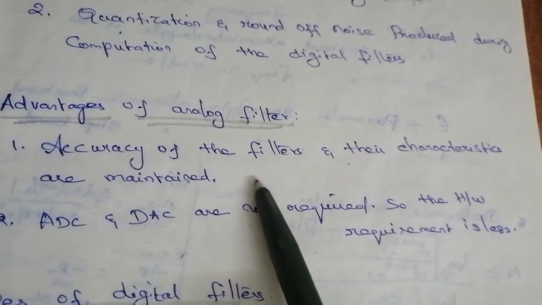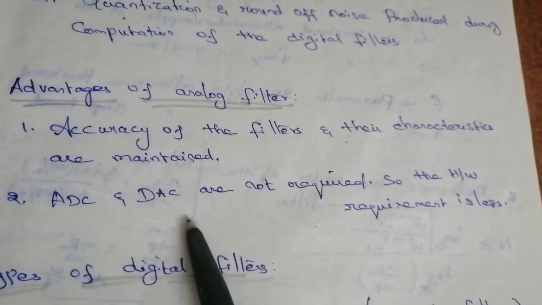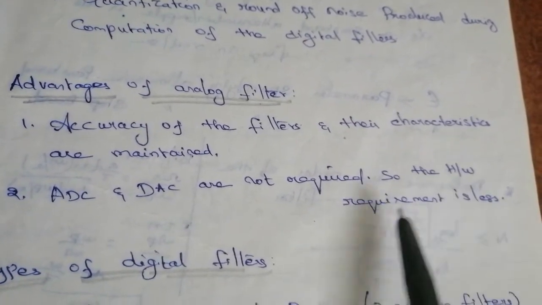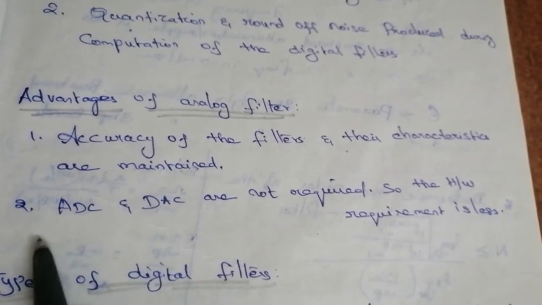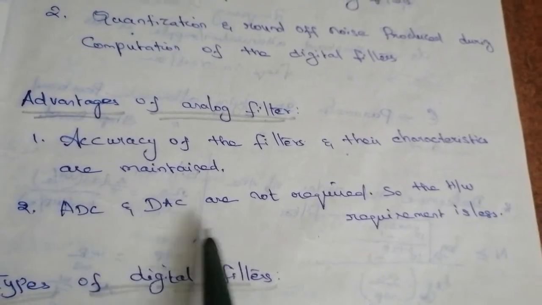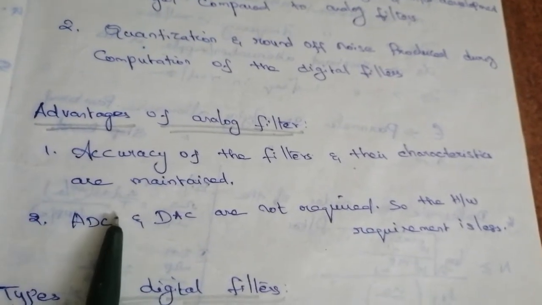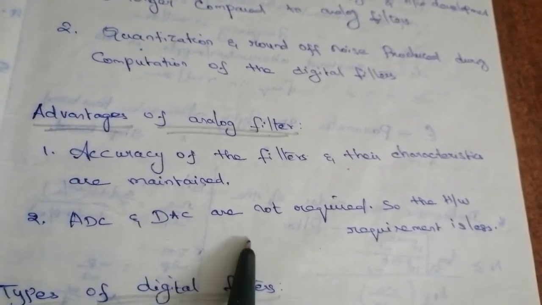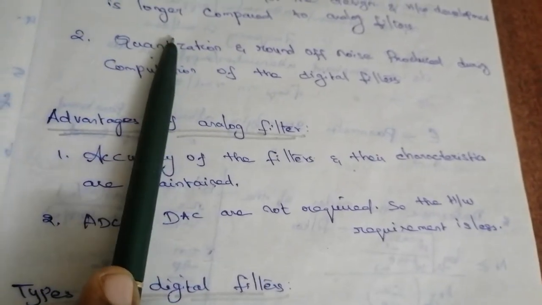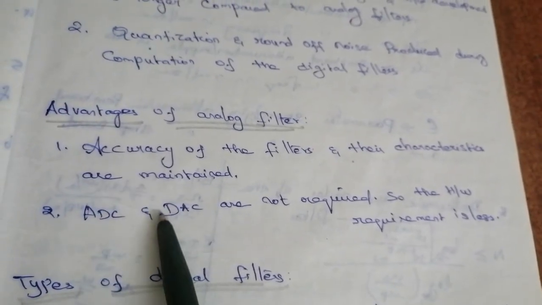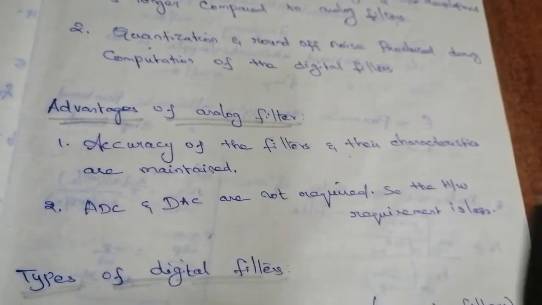The accuracy of the filters and their characteristics are maintained. ADC and DAC are not required, so the hardware requirement is less. In a digital filter, the input signal should be analog and the output signal should be analog. In between, the processing should be digital. So we need to convert analog to digital and digital to analog. So the hardware requirement is high in a digital filter. Whereas in an analog filter, there is no conversion to digital, it is fully analog only. So the hardware requirement is less.